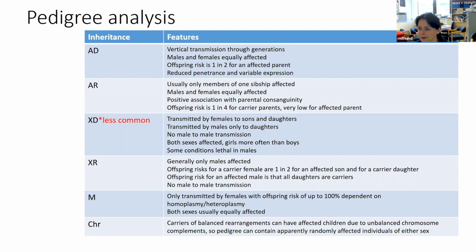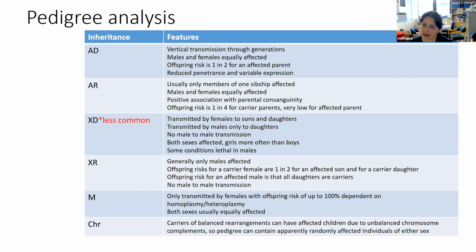With mitochondrial inheritance, this is only transmitted by females, because all the mitochondria originate from the egg cell, not the sperm. So in a family history or in a multi-generation pedigree, you would typically see transmission of a trait through the maternal line only, so through the females. And this is where the mitochondria are coming from.